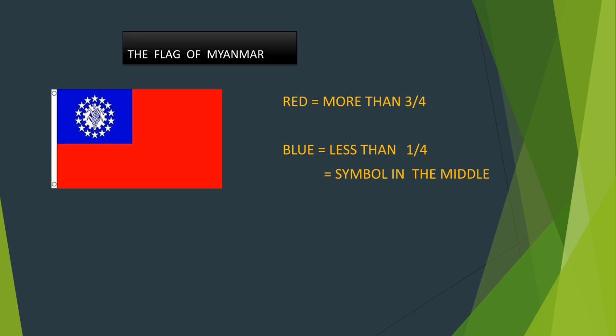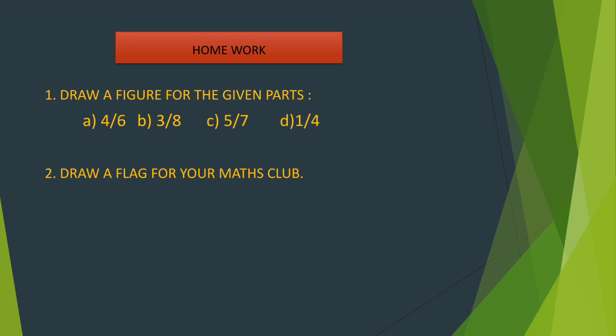Here you are having homework. Draw a figure for the given parts. You can use any shapes and draw 4 by 6, 3 by 8, 5 by 7 and 1 by 4. One more homework. Draw a flag for your Maths Club. If you are a member in a Maths Club, how will you design your Maths Club flag? You have to design a flag for your Maths Club.